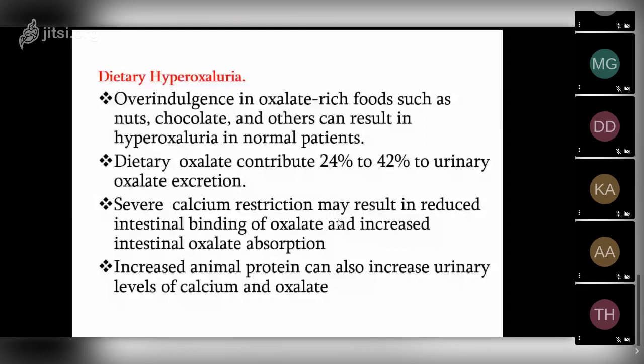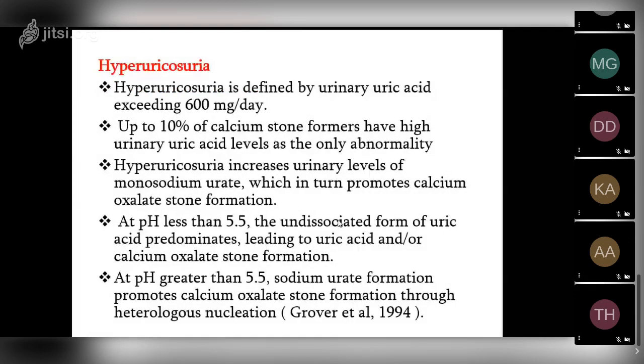The other mechanism for calcium stone formation is hyperuricosuria. Hyperuricosuria is defined by urinary uric acid exceeding 600 milligrams per day, and up to 10% of calcium stone formers have high uric acid levels as the only abnormality, a single cause, but in combination with the others, the percent of uric acid will increase.